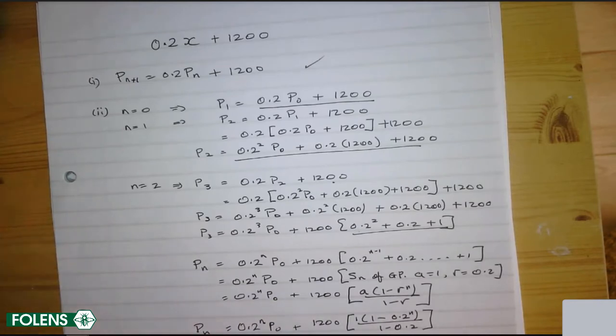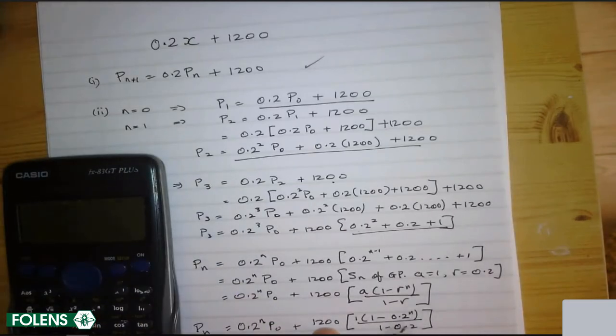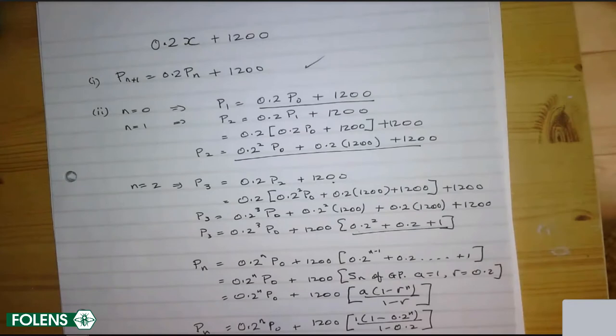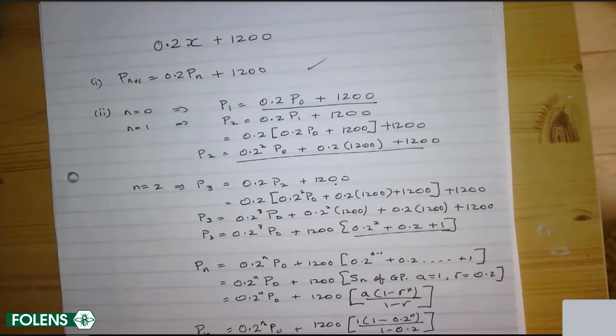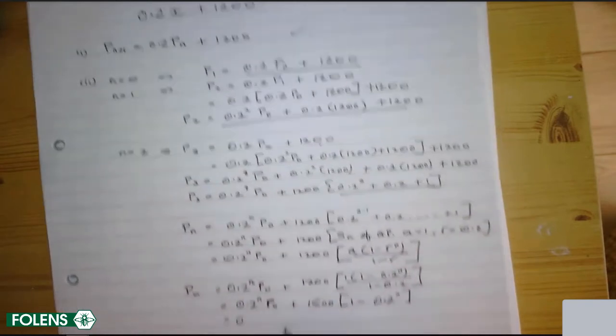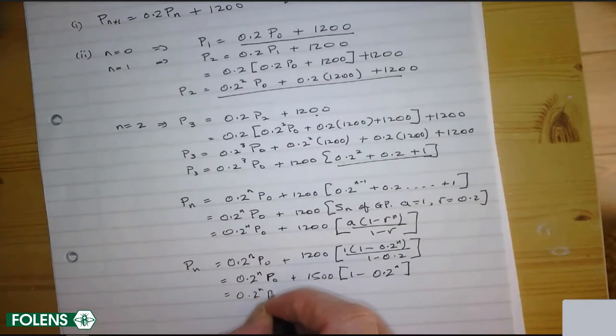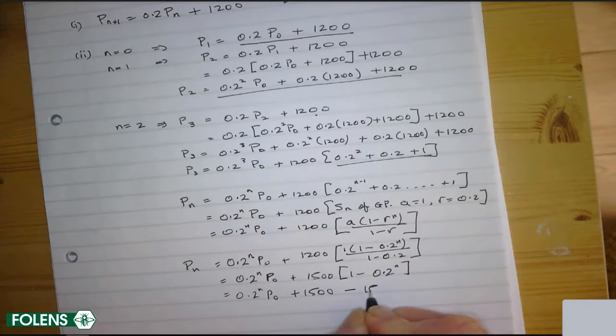We can tidy this up by using a calculator and saying that we have 1200 by 1, which is 1200, divided by 1 minus 0.2, which is 0.8. So we have 1200 divided by 0.8, which everybody knows is 1500. So I'm just going to tidy it up to 0.2 to the power of n P naught plus 1500 by 1 minus 0.2 to the power of n. That is it. We can tidy that even further: 0.2 to the power of n P naught, 1500 by 1 is 1500, minus 1500 by 0.2 to the power of n.